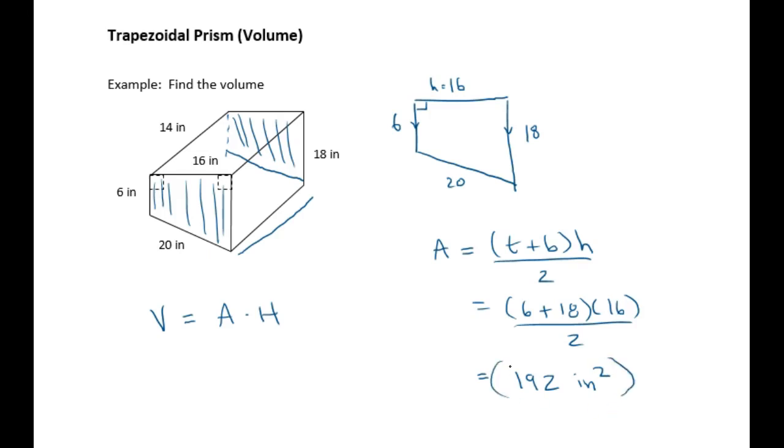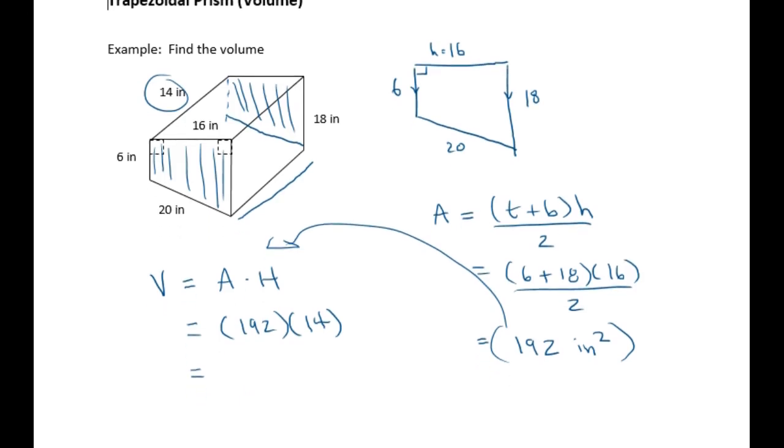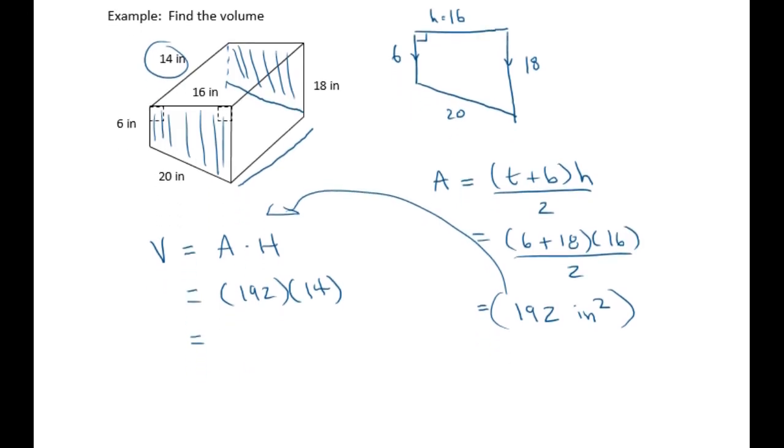Once we know this value, we can substitute it into our formula for volume. The area of our face, our base, is 192, and we want to multiply by the height or the length of our prism, which is the 14 inches. Inches squared times inches will give us cubic inches coming out in the end. So when you do that multiplication, you should end up with 2,688 inches cubed.